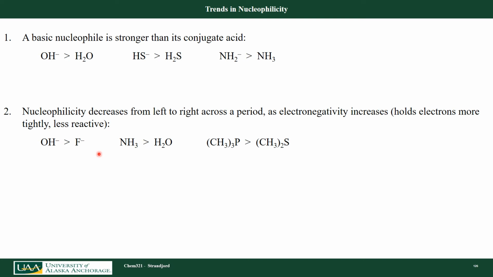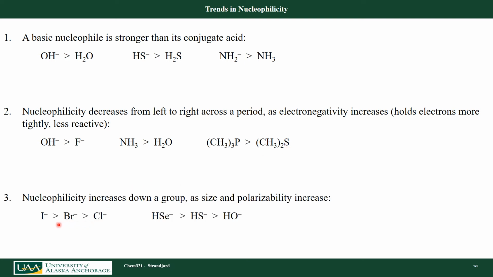I can also look at nucleophilicity as I go from left to right on a periodic chart, meaning electronegativity tends to hold on to electrons more. So fluorine is very electronegative, so it's a poor nucleophile. It doesn't want to attack anything, whereas hydroxide is willing to react. Same thing's true here with ammonia and water. Ammonia is a better nucleophile than the water, and my trimethylphosphine is a better nucleophile than my dimethyl sulfide.